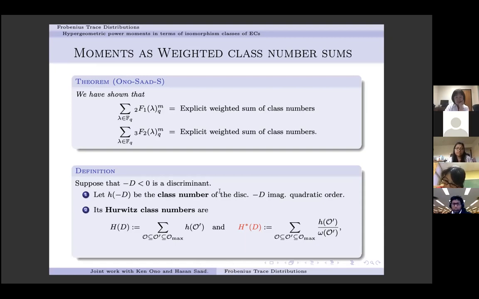Here H(d), the capital H of d, is the sum of all the class numbers, where the sum runs over all the orders lying between O and the maximal order of O. The maximal order means the ring of integers of the complex quadratic field. And H star of d is the weighted sum of these class numbers, where the weight is given as half of the number of roots of unity in O prime. In fact, H(d) and H star(d) are the same unless the maximal order is the Gaussian integers or the cube roots of unity. If the maximal order is different from these two particular orders, then we always have H(d) equal to H star(d).